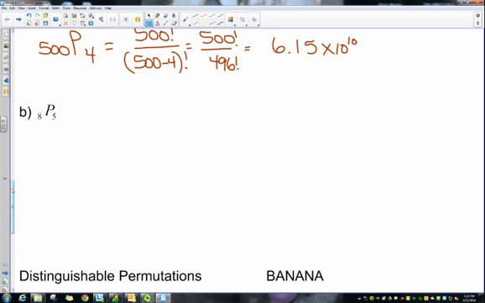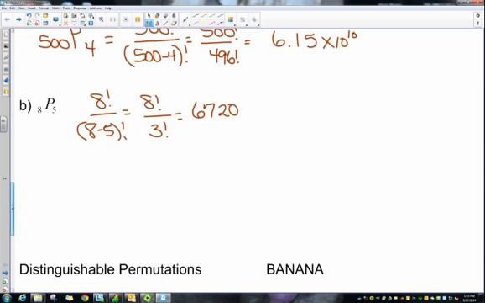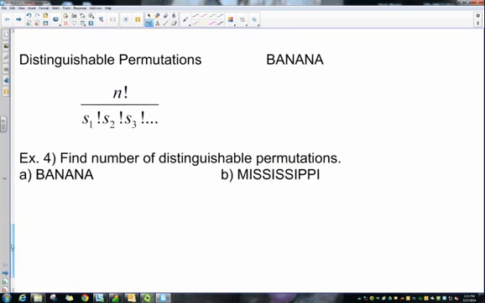Okay, so for this one, you've got n factorial, which is 8 factorial, over n minus r factorial. So that gives you 8 factorial over 3 factorial. Okay, again, calculator, that'll work it out for you. You get 6,720, and there you go. That's your answer. All right, finally, we've got something called distinguishable permutations.